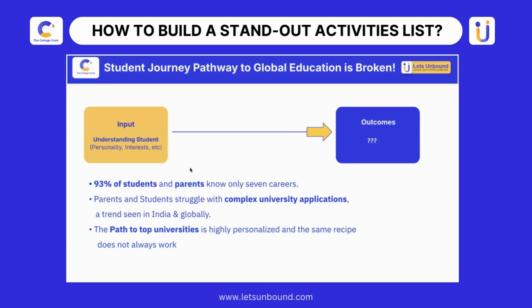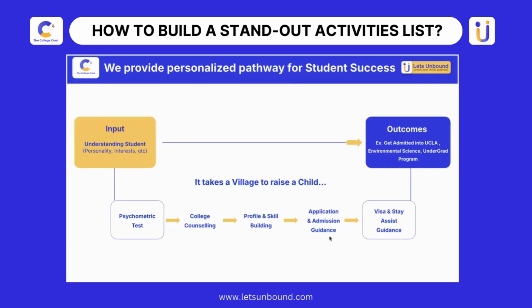In the same way, we have seen in counseling that the majority of parents are not aware of the opportunities that lie outside top universities. As you can see, it's really personalized, and the same kind of recipe or blueprint may not always work for everyone. So how do we go around this issue?